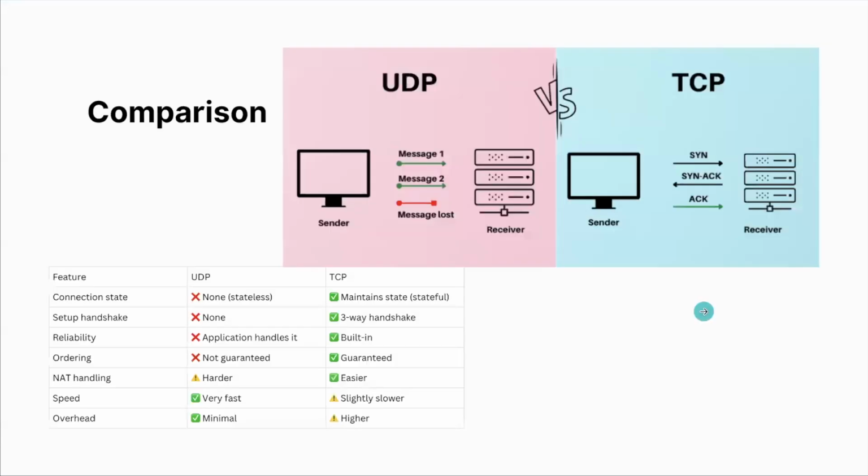We can see a comparison here between UDP and TCP, that's stateless against stateful. It's a three-way handshake. It's reliable. The order is guaranteed. NAT is much easier in TCP. In UDP, it's not, because of how it's being built. Speed is very fast in UDP, and it's used for lightweight desktop communication tools. And the overhead as well is very low on UDP against TCP because it's stateless in UDP.